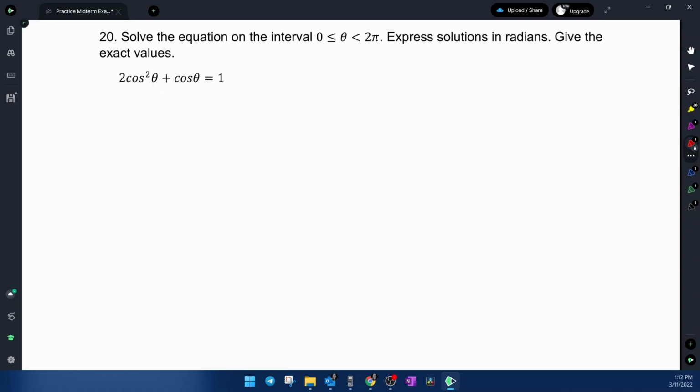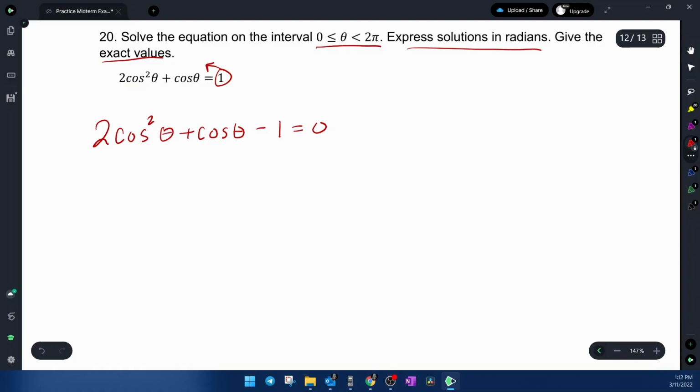Next problem, number 20. Solve the equation on the interval from 0 to 2 pi. They want me to express the solutions in radians, and I need to give the exact values. Now, the first thing I notice is that this trigonometric equation appears to be quadratic-like. So the first thing I'm going to do is set it equal to 0 and go from there. Now at this point, some people would do a substitution to replace cosine of theta with like x or something. I'm not going to do that. I'm just going to work with the trig function.